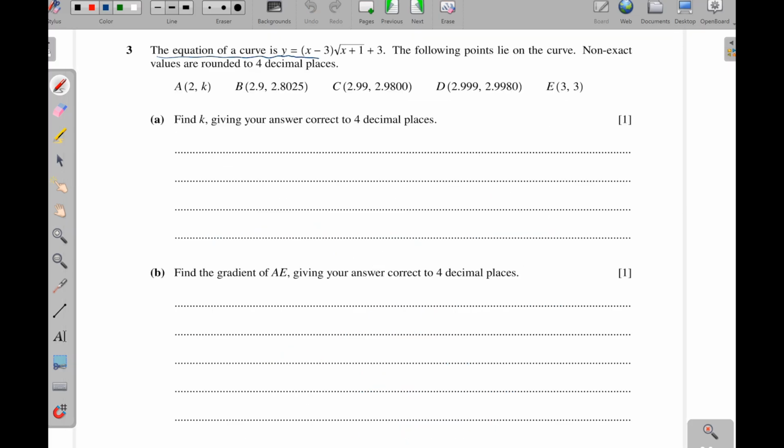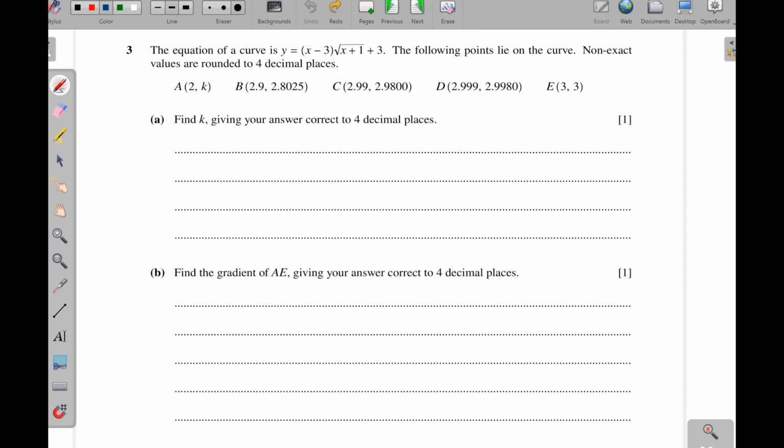Question 3. The equation of the curve is this one. The following points lie on the curve. Non-exact values are rounded to 4 decimal places. We are given these points here. Then part A, find k, giving your answer to 4 decimal places.